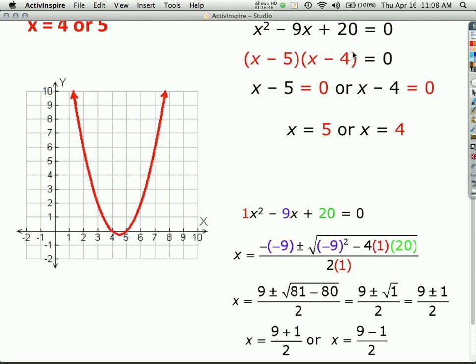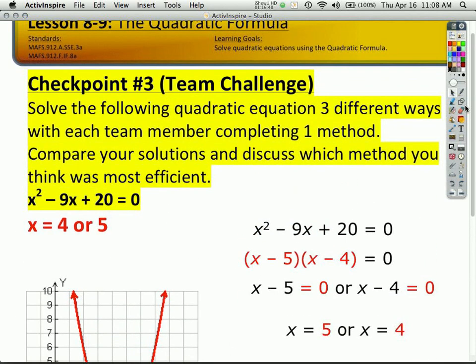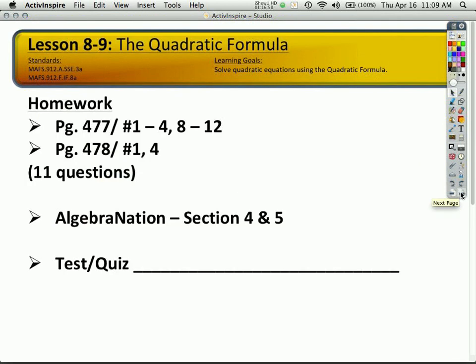Does anyone have any questions about this activity, this team challenge? Any questions? Good, you guys did quite well with it. I'm quite impressed. Your homework is on page 477. You're doing numbers 1 through 4 and 8 through 12. Make sure you copy that down. Please do not come in telling me you did the wrong questions. And then on page 478, you're doing numbers 1 and 4. That's a total of 11 questions. In Algebra Nation, you should definitely be up to section 5, if not beyond that.